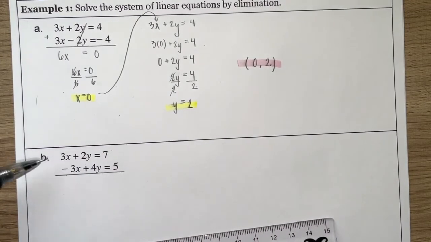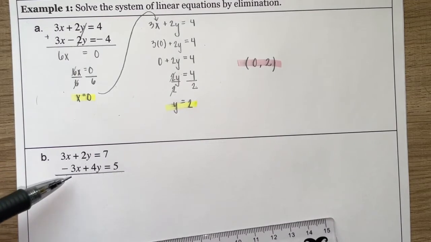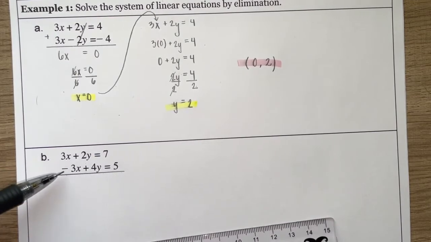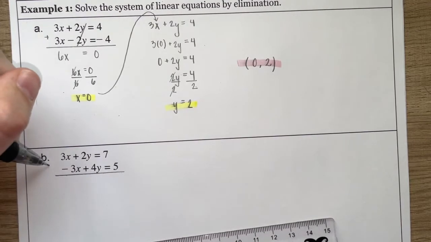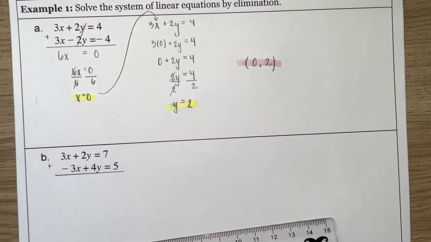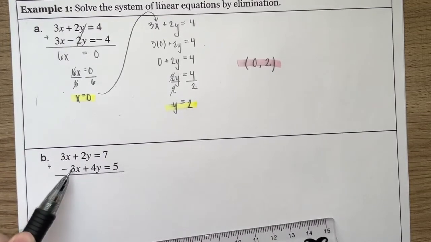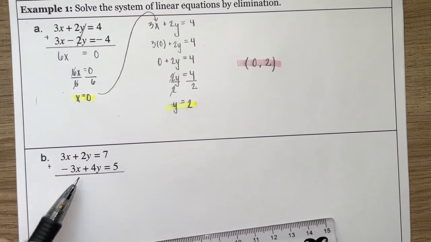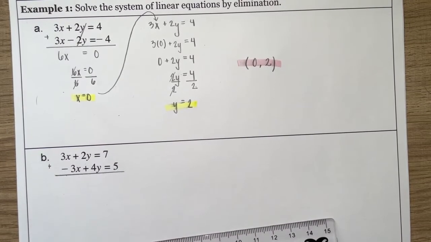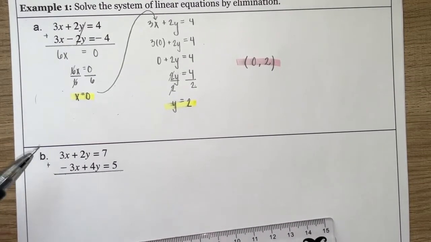So when we have the same coefficient, the same number in front of the variable, and different signs, we can eliminate that variable by adding the two equations together. At some point, if you have the same number and the same signs, you'll have to eliminate by subtracting the lower equation, and we'll talk about that later on.